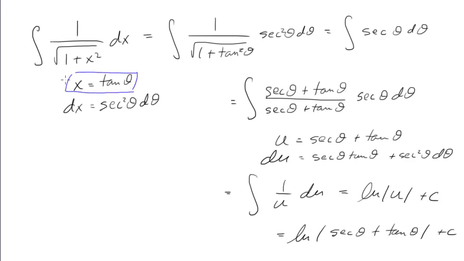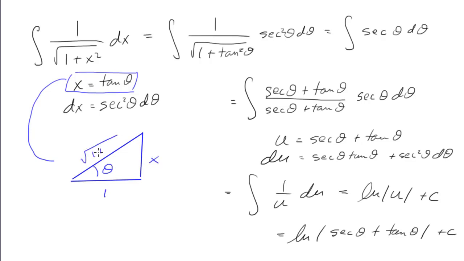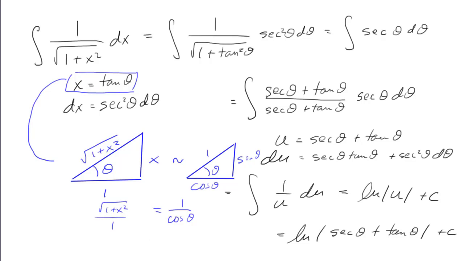A nice way to do this is to use the triangle, just to get the relationships. X is tangent theta, so theta is my angle, x over 1 are my sides, and I fill in with the Pythagorean theorem for the hypotenuse. All right triangles are similar to the sine-cosine triangle. One over cosine, there's my secant. Ratio of the sides are the same, and I can substitute easily.